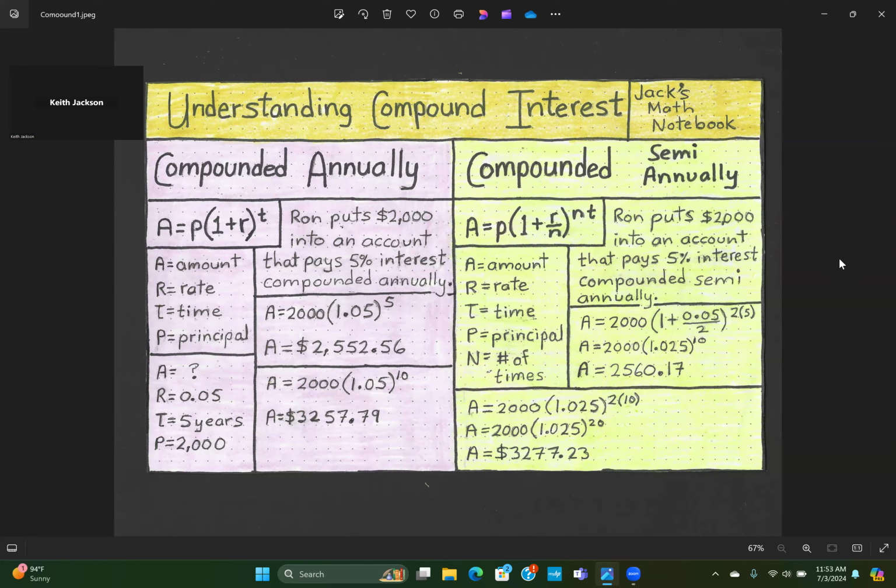Today, we're going to understand how to compute compound interest, and we have two examples right here. Actually, we have one example, but we're going to use the formula in two different ways to explain it even further. So let's take a look at how we compound annually.